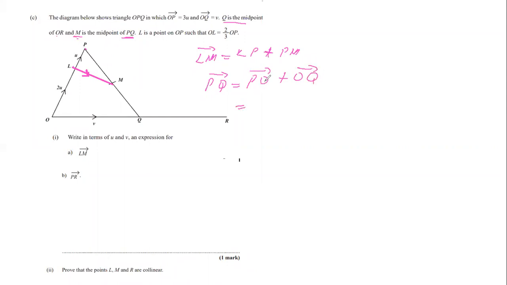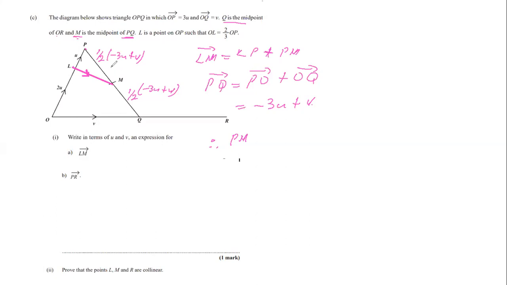So let's say PO now. For me to find PO, I go the opposite direction. The arrow was going up, but I'm going down. When I go down, it will be negative. Negative 3U plus OQ, which is V. So therefore, I can say that PM would be half of negative 3U plus V, and this side is going to be half of negative 3U plus V. Why? Because they say M is the midpoint. Everybody understand that?